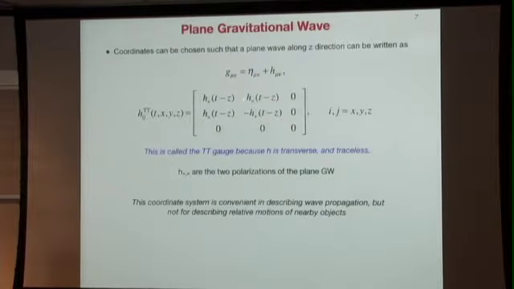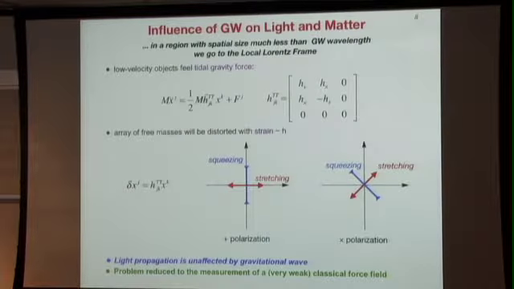On the other hand, the xy components are symmetric because this has to be a symmetric matrix. And therefore, this coordinate system is called the TT gauge. And these plus and cross functions, which are functions of t minus z because that's the wave propagation, are called the two polarizations of the plane gravitational wave. So let's remember these two, h plus and h cross, as the two polarizations of the wave amplitude.